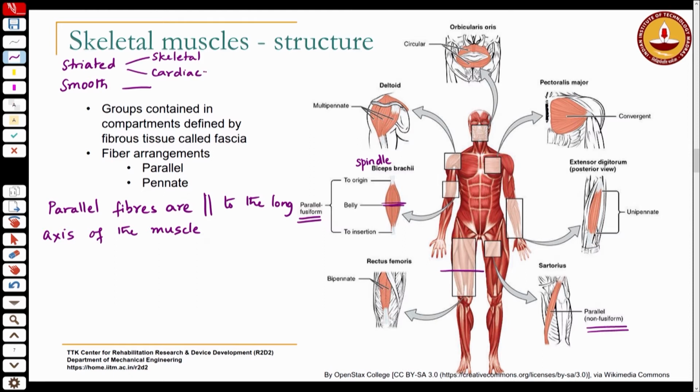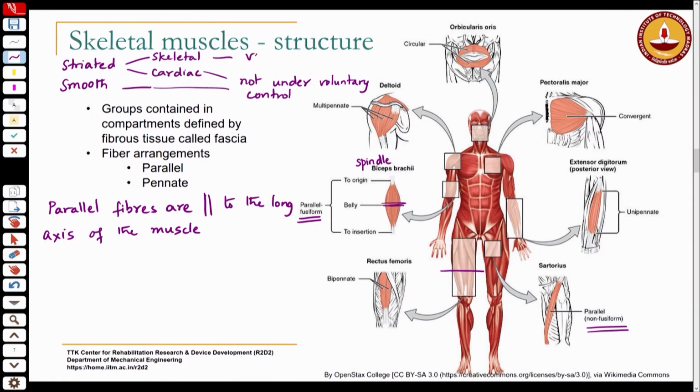The thing about the cardiac and the smooth muscles is that they are not under voluntary control. They are under the control of the autonomous nervous system. You do not decide when your heart beats. The nervous system has complete control over these cardiac muscles and the smooth muscles in the body. On the other hand, the skeletal muscles are under voluntary control of the human.